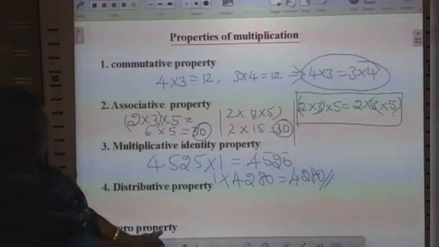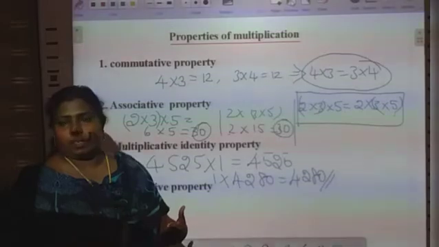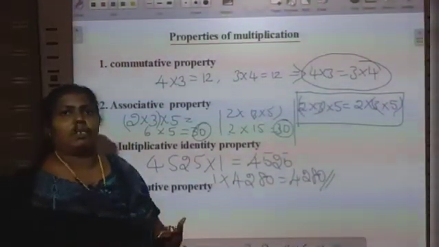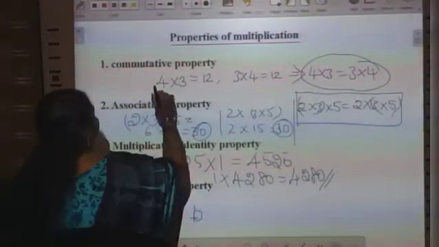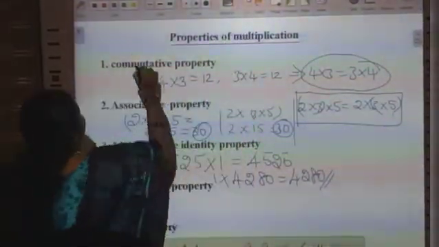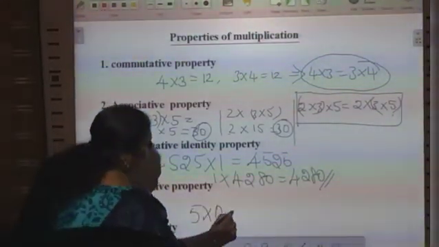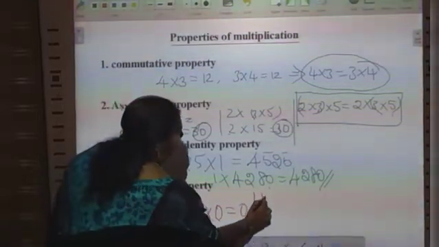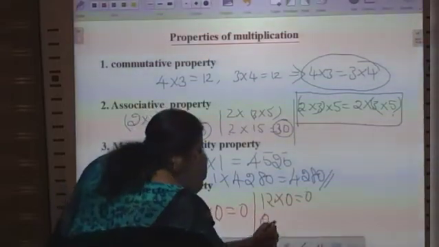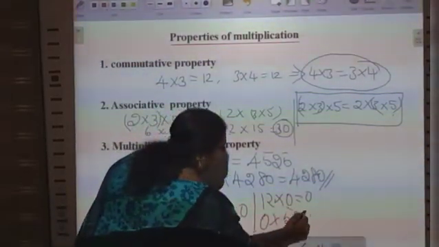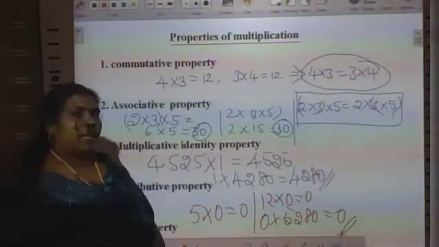The last one, the zero property. It means if you multiply any number by 0, what is the answer? 0 only. Let's see, 5 into 0. What is the answer? 0. 12 into 0. What is the answer? 0. For example, 0 into 5,280 equals 0 only. This is the zero property.